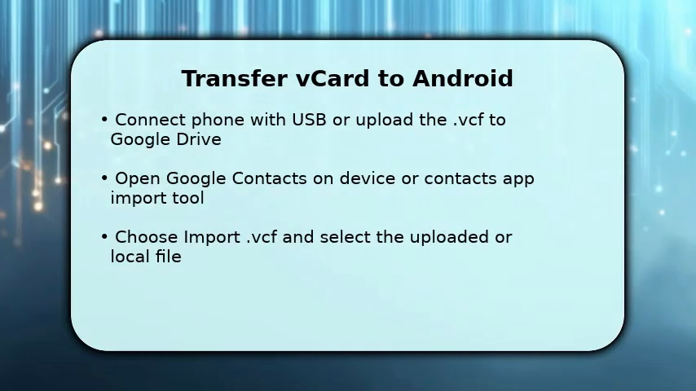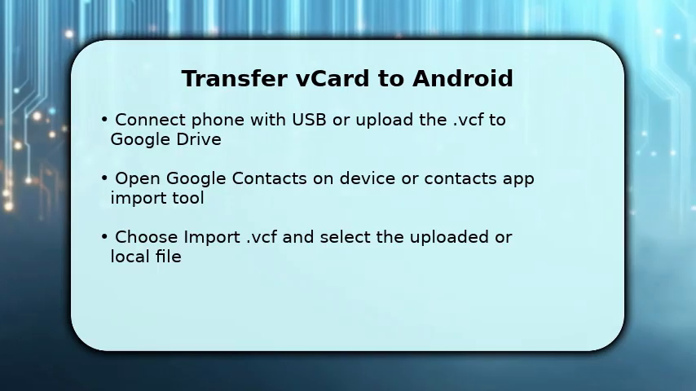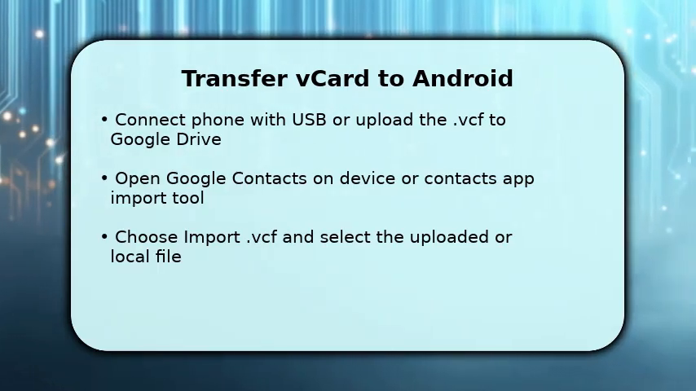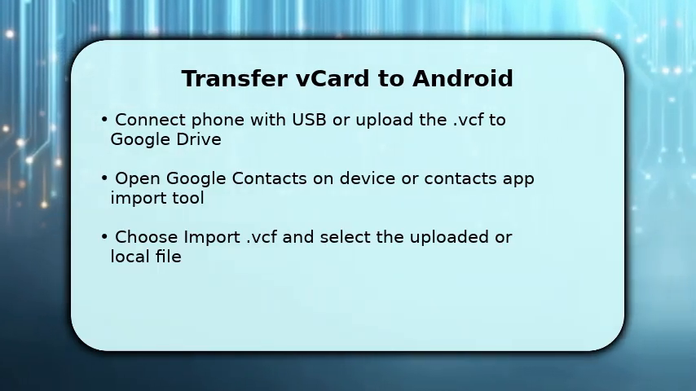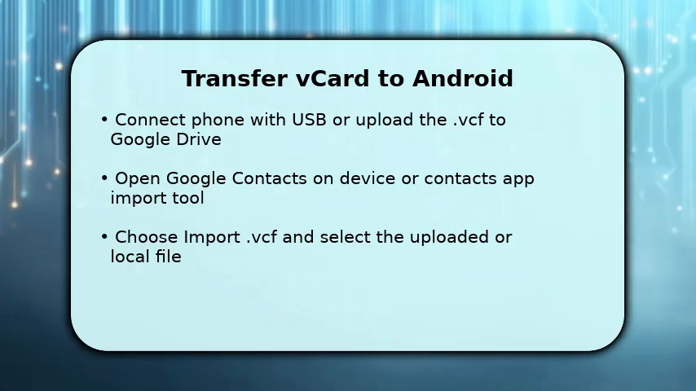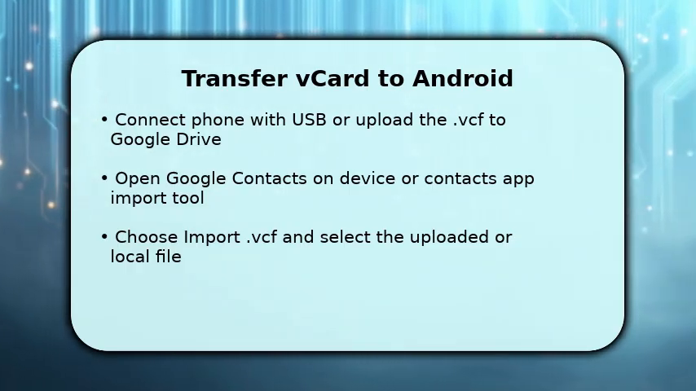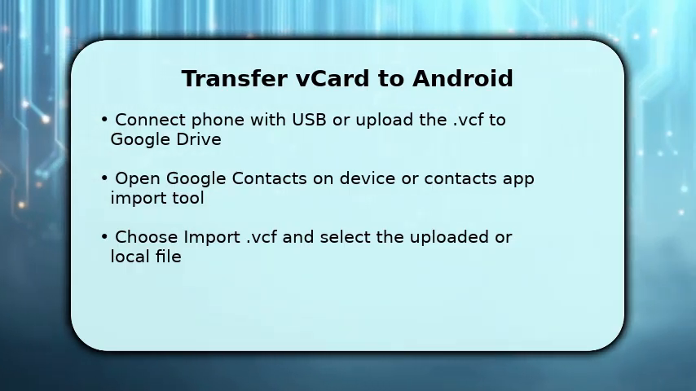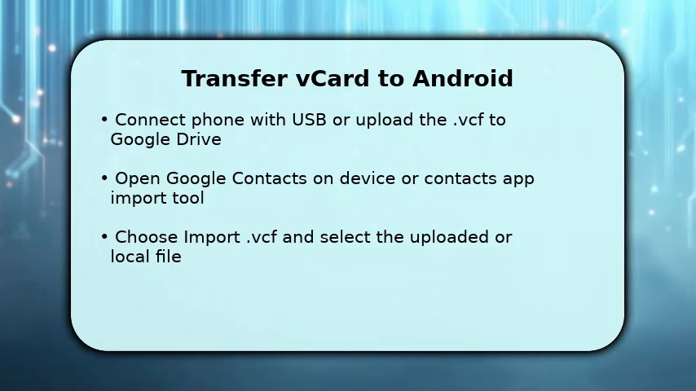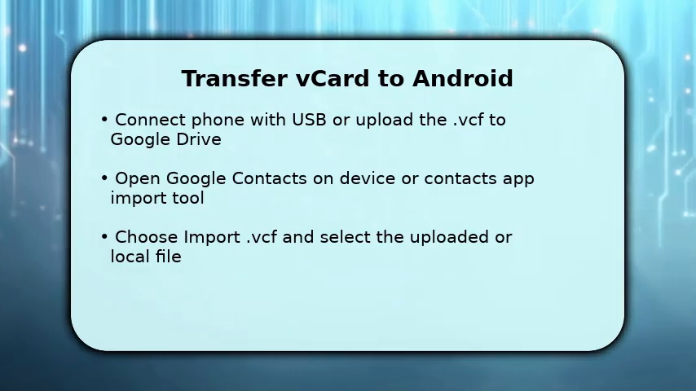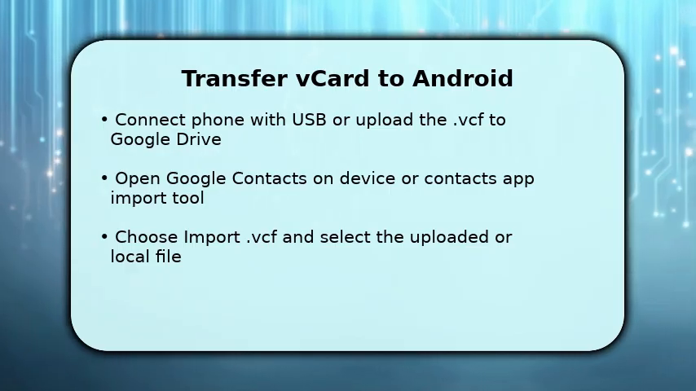Next, move that VCF to your Android so the Contacts app can read it. You can copy the file via USB or upload it to Google Drive and access it from the phone. Either method works. Once the file is accessible on the device, open Google Contacts or your phone's Contacts app, tap Settings or Manage Contacts, and choose Import.